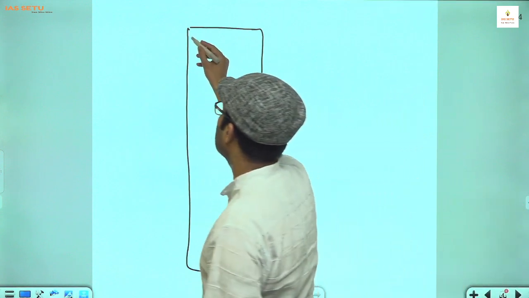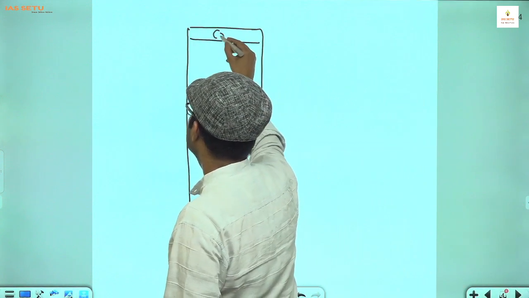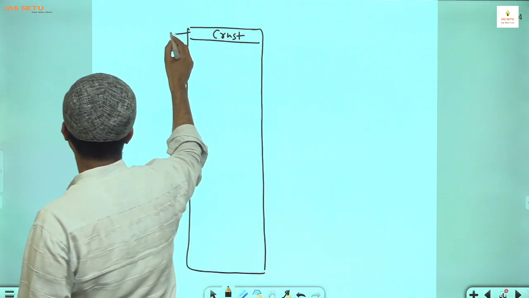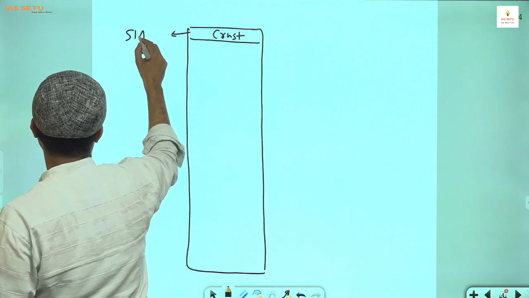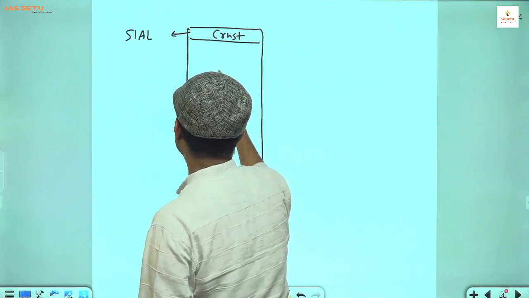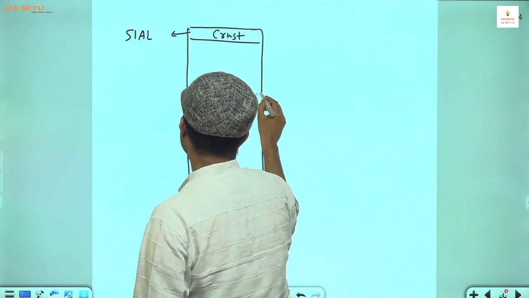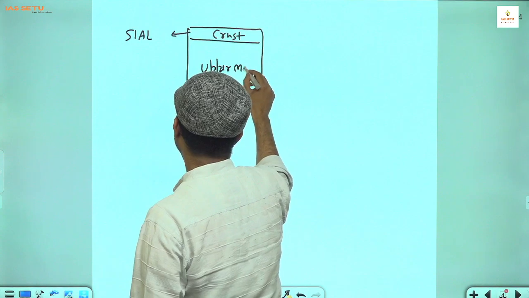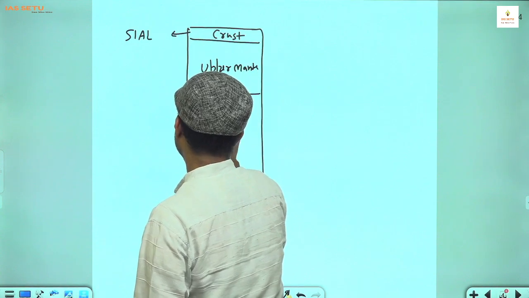So here this is crust, and for this inside I write Sial, S-I-A-L. Okay, this is mantle. In mantle we have upper mantle, this is lower mantle.